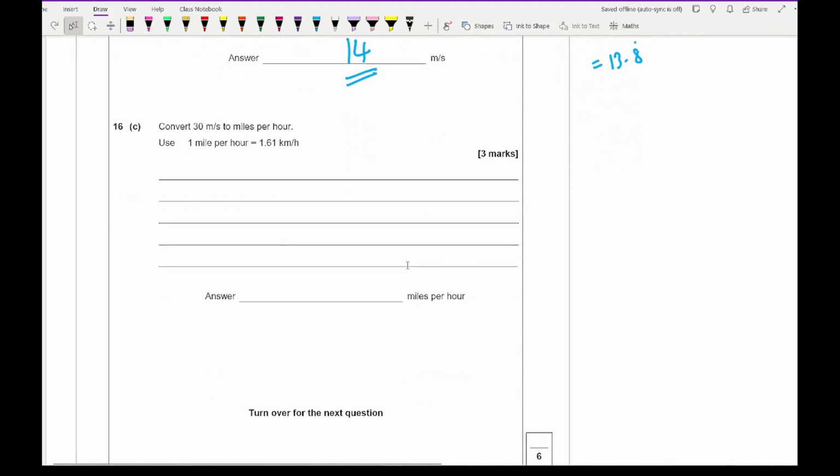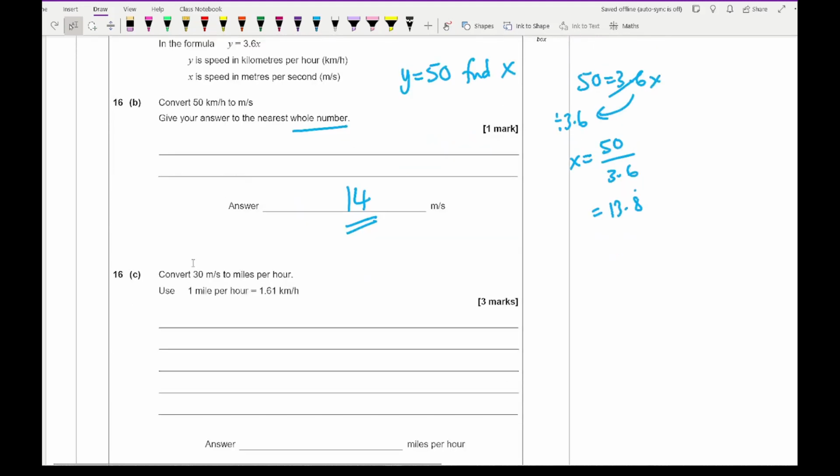Then for question 16C, it says convert 30 meters per second into miles per hour, and then 1 mile per hour equals 1.6. So the first thing we need to do is convert meters per second into kilometers per hour, and I do that by using this formula. So I need to do 30 times 3.6, which is 108, and then I need to convert that into miles per hour. So I divide that by 1.61, which gives me an answer of 67.1 to 1 decimal place.